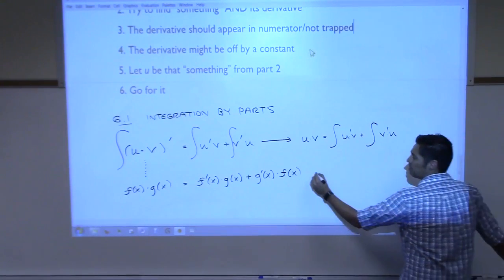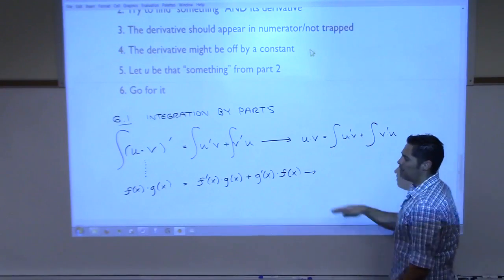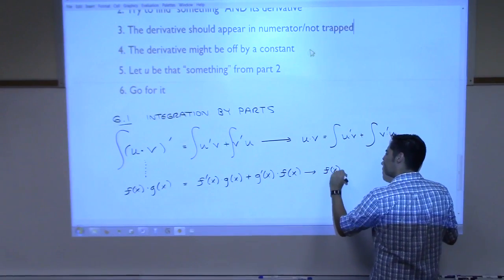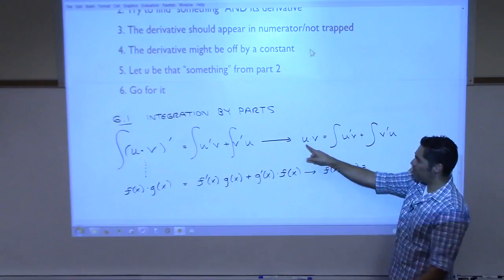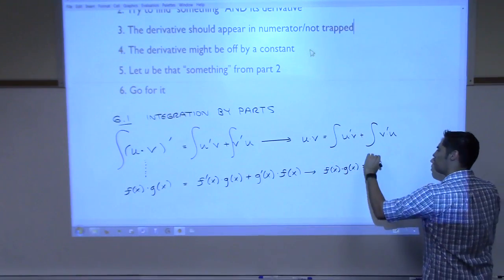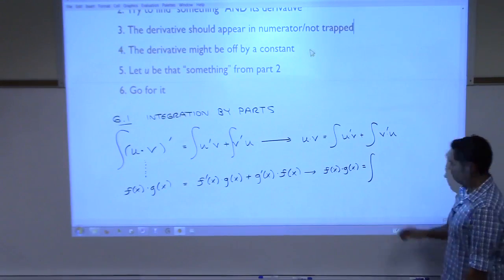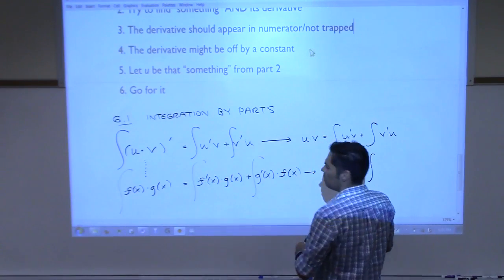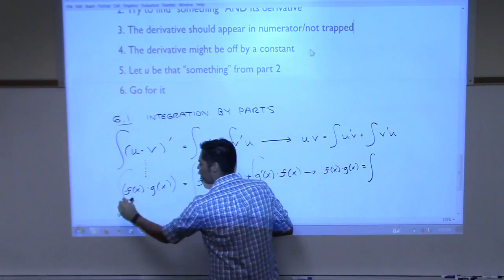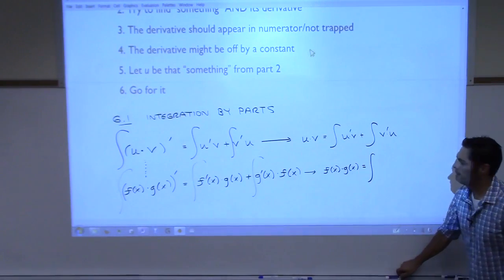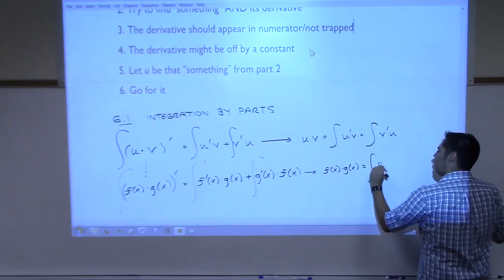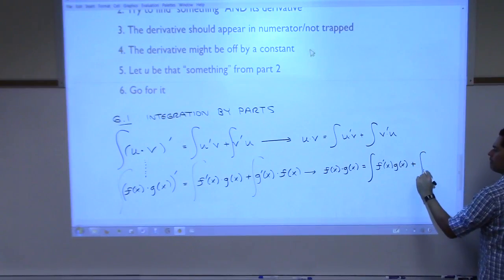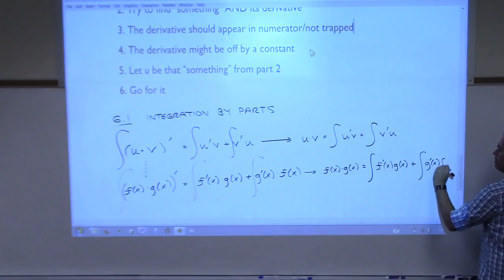I'm going to rewrite this same thing right here, but in terms of f and g. This would mean that f of x times g of x, that's u times v, is equal to the integral of f prime of x times g of x, plus the integral of g prime of x times f of x. I never put the derivative on this, Mark. I apologize.